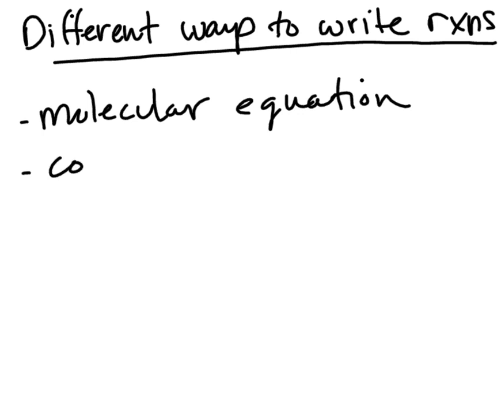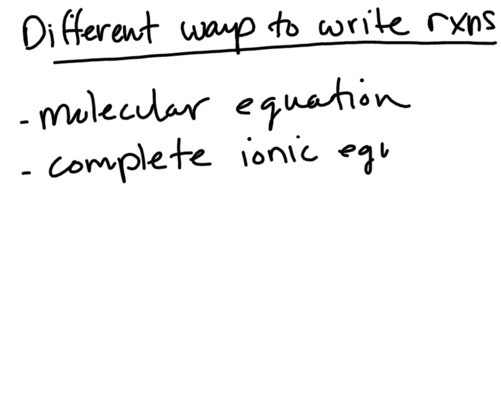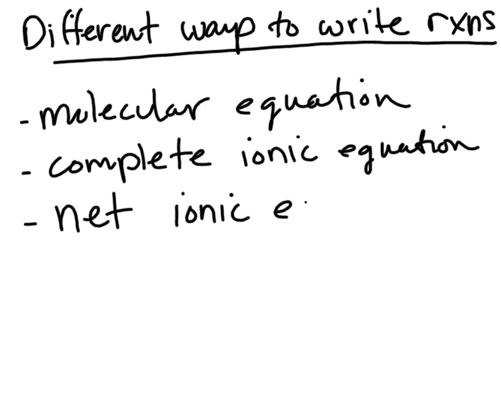We also have the complete ionic equation, which is the molecular equation, but the ionic compounds within the molecular equation are broken up into the ions. And then lastly, we have the net ionic equations. Okay, I'll go over a few examples of equations, and then I'll give you the molecular, the complete ionic, and the net ionic for those equations.